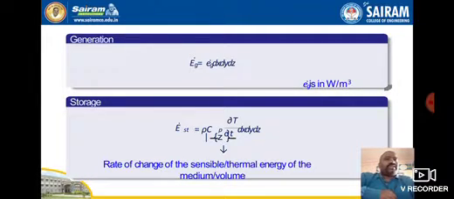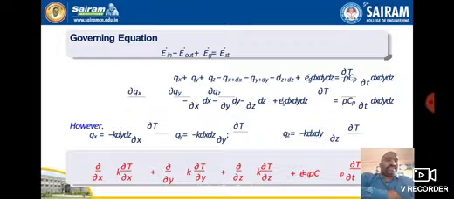So here the generated energy is Eg into dx dy dz. In the case of stored energy, it is rho Cp into dou T by dou t into dx dy dz. This is the rate of change of sensible or thermal energy of the medium per volume. So this is the governing equation, as I already told: energy in minus energy out plus internal energy generation is equal to stored energy.